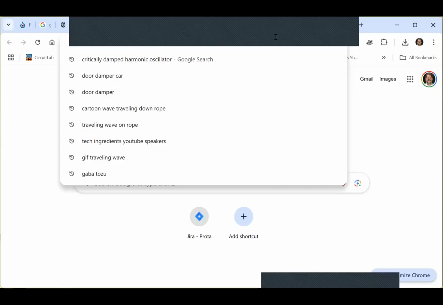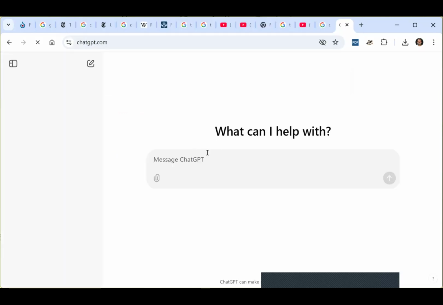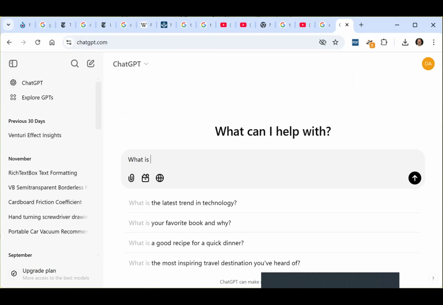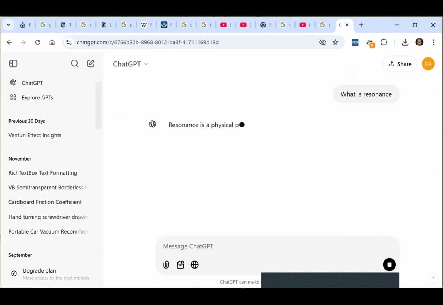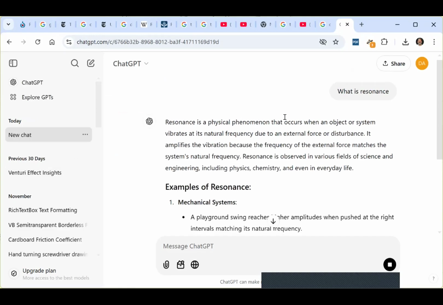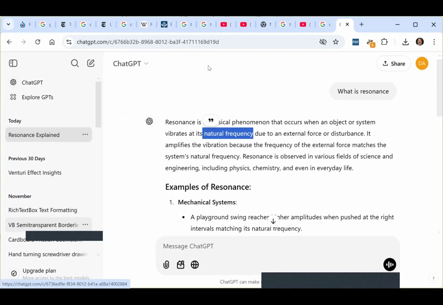Now let's go to ChatGPT. What is resonance? I misspelled it. I should have put an X. Resonance is a physical phenomenon that occurs when an object or system vibrates at its natural frequency. By the way, so hold on a minute.